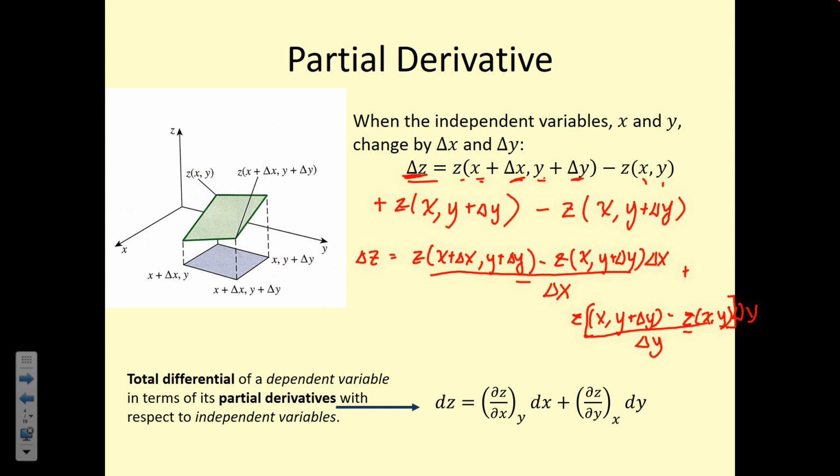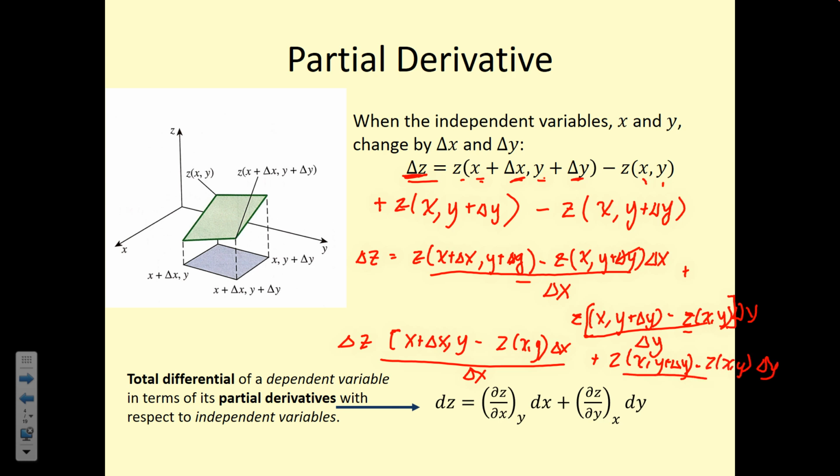Okay, so then we can reduce this by getting rid of this delta y here and this delta y here. It comes down to z of x plus delta x, y, minus z of x, y, times delta x over delta x, plus z of x, y plus delta y, minus z of x, y, times delta y over delta y.